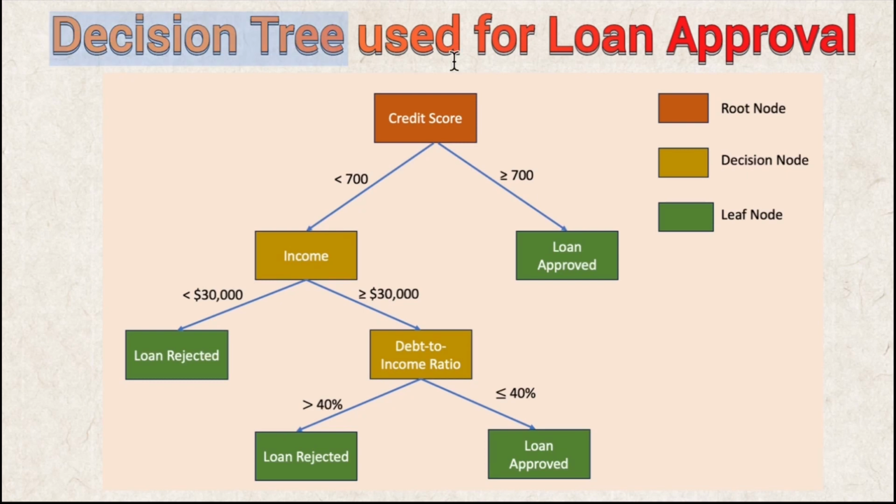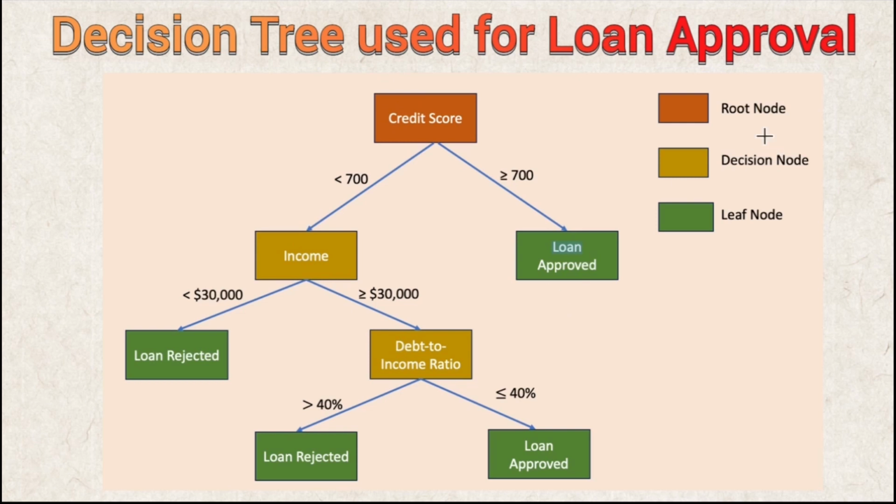To understand the decision tree, let's take this example of loan application status. Here we need a binary classifier to predict whether the loan application needs to be approved or rejected. So there are two labels or two target variables: one is loan approved and the second one is loan rejected. This is a very simple decision tree where three features will be checked: credit score, income, and debt to income ratio.